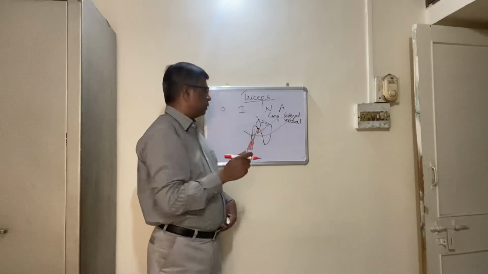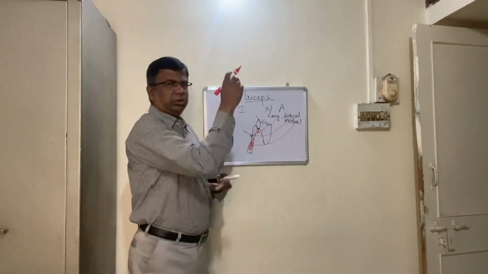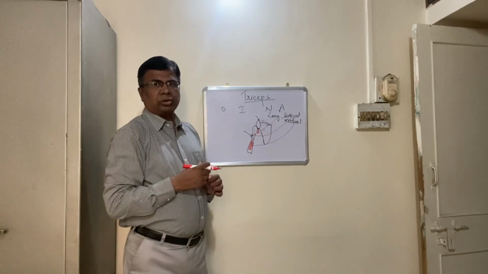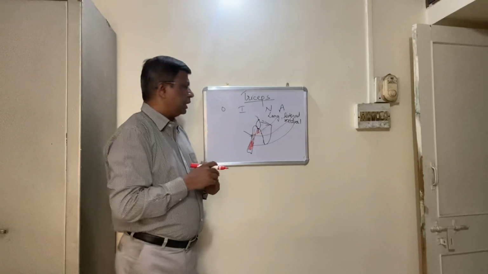It's a linear line origin. And the medial head of the triceps, which is a long origin, arises from the triangular area present on the posterior surface of the shaft of the humerus below the radial groove. So these are the three heads of origin of the triceps.